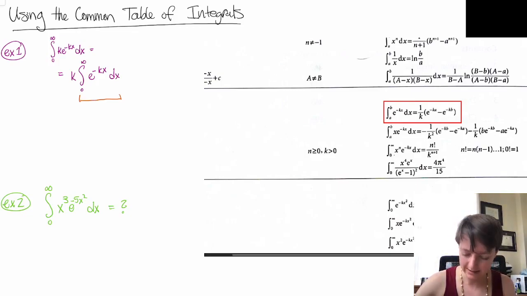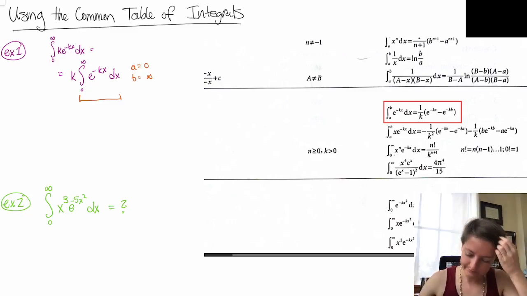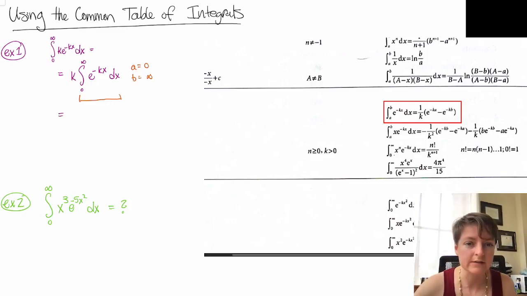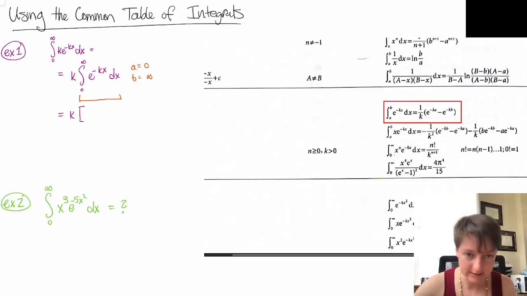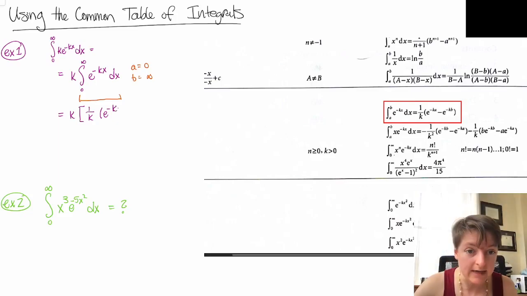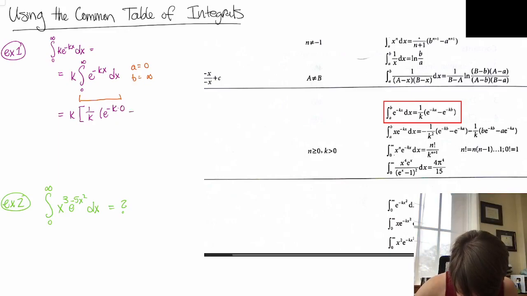Noting that we need to make the substitutions, remember that a from Atkins is equal to 0, our lower integration bound, and b is equal to infinity. Atkins has already done this integral for us, so we can just go ahead and write down, keeping our original k out in front, Atkins' result, which tells us that we should write out 1 over k times e to the negative k times a, which is 0, minus e to the negative k times infinity.